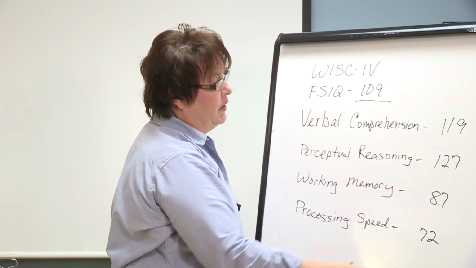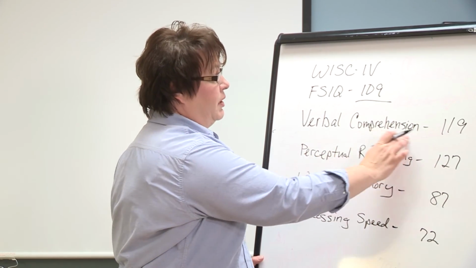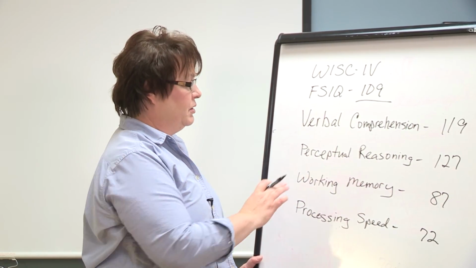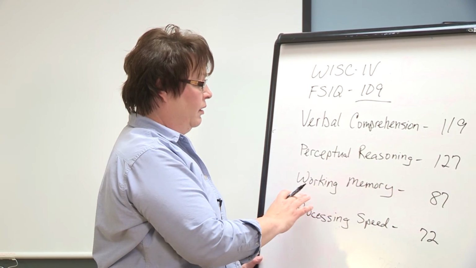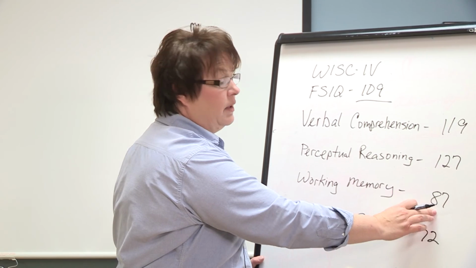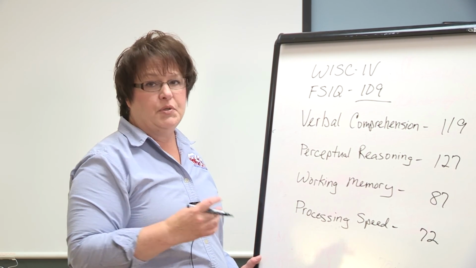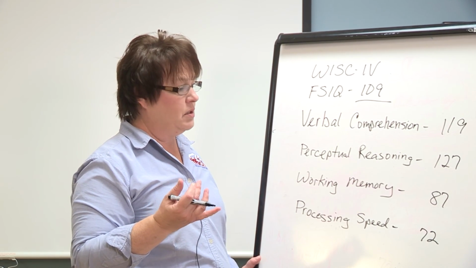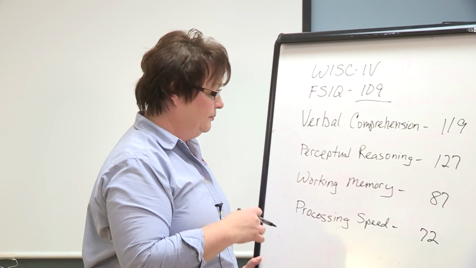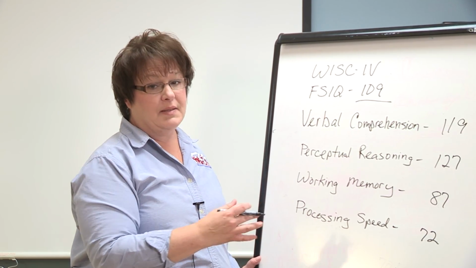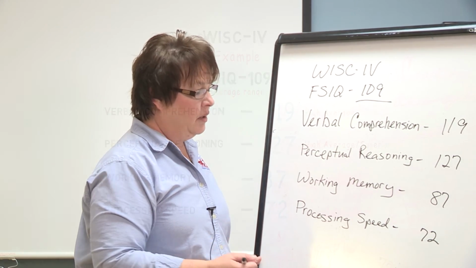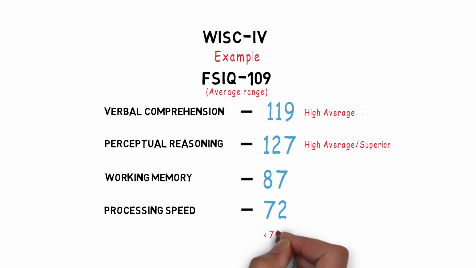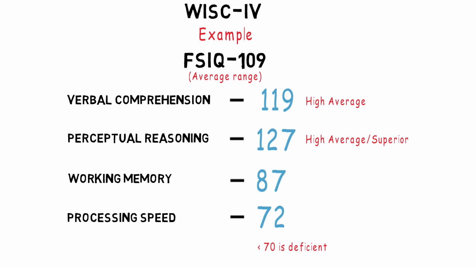What we learn from these scores is that he's pretty good with his verbal comprehension, but he's almost in the superior range with nonverbal learning, and that he's a little weak when it comes to keeping information in the short term and manipulating it. And then his processing speed, it takes him a very long time to process that information. 70 and below is considered in the deficient range, so he was really close to that.